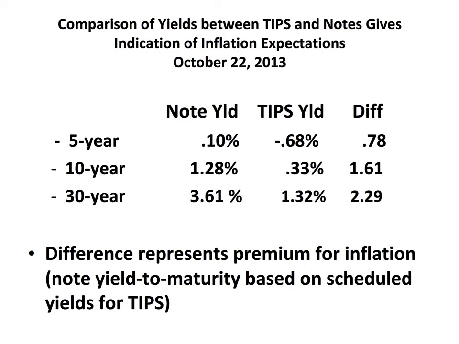0.78% over the next 5 years, 1.61% over the next 10 years, and 2.29% over the next 30 years. Relatively low payments. If you believe that inflation is going to average higher than that, you would make more than that yield by buying a TIPS bond. Conversely, if you believe it's less than that, you would make less than those yields on those TIPS bonds.